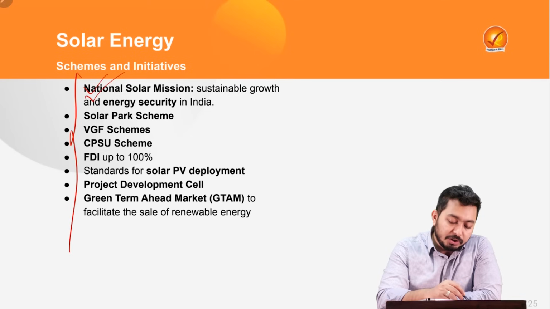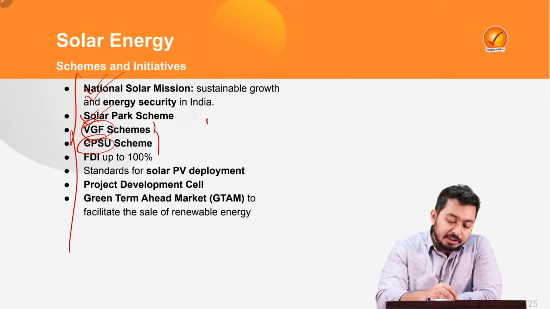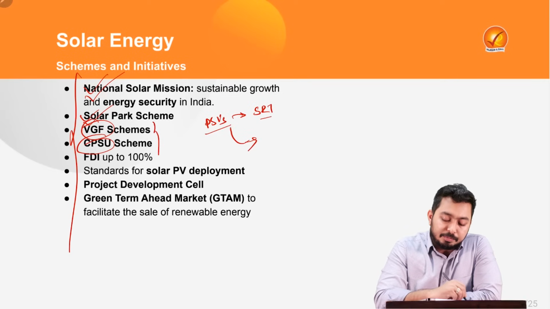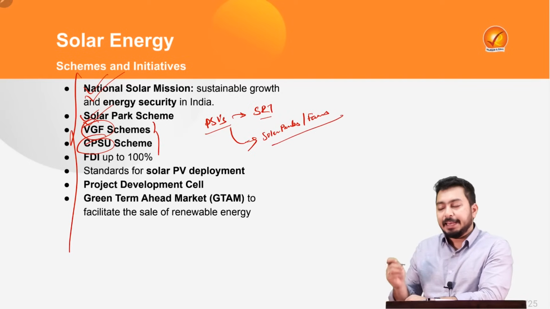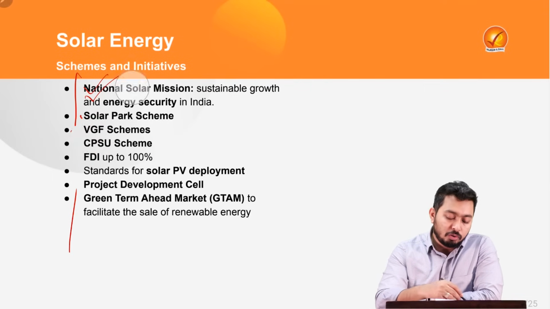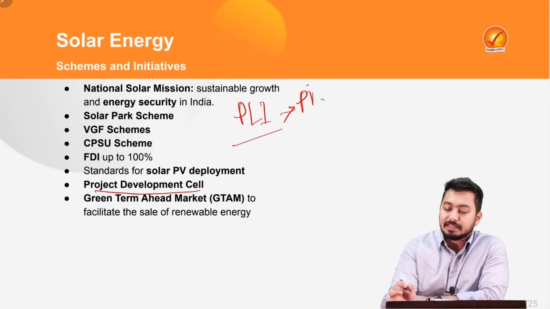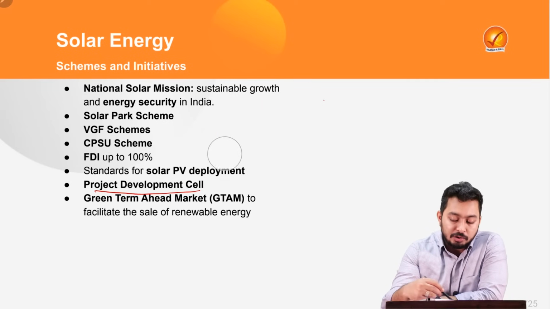Now, what are these schemes? You have the National Solar Mission, you have the Solar Parks scheme, then viability gap funding, and the CPSU scheme, wherever the PSUs are continuously deploying solar rooftop, and simultaneously they are also investing in these solar parks and farms. Any PSU having experience in the energy sector has now ventured into solar energy. Then you have FDI up to 100%, and you are also looking at the PLI scheme for photovoltaic development. Then you have created a project development cell in the ministry so that you can handle bigger projects and manage them professionally.